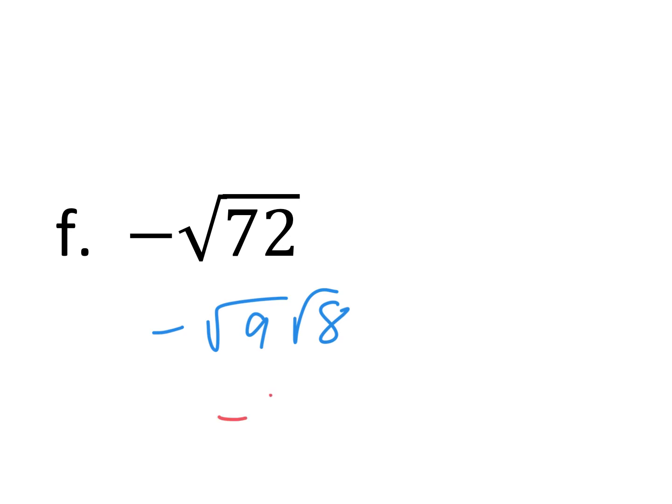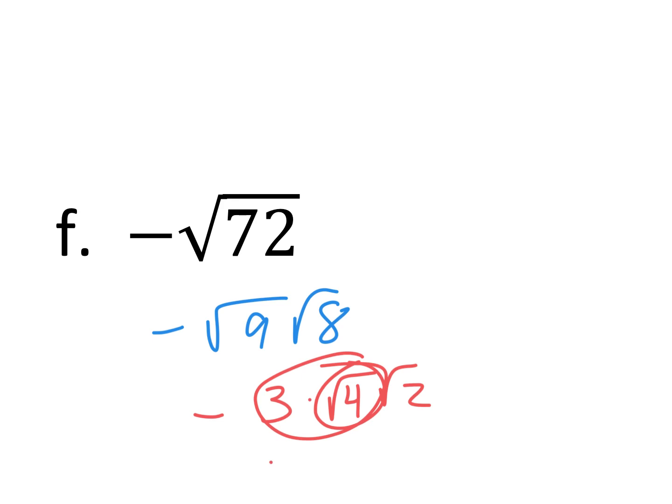So final answer, negative 3 root 8. No, it's not. Can't do that, because the square root of 8 could be simplified more. I bet I got some of you. It is negative. It is 3. But this needs to be broken up into root 4 and root 2. And that part's really 2, which multiplies by the 3. So it's negative 6 root 2. Who had that before I said it? Nice catch.